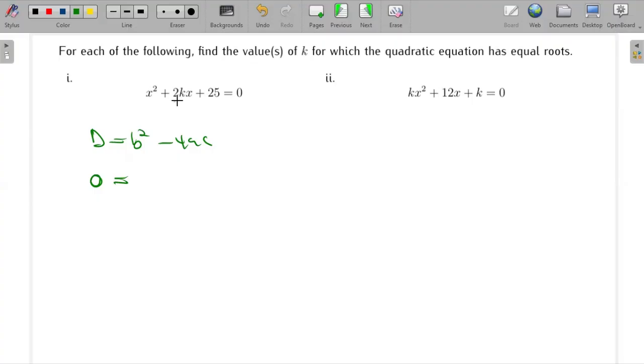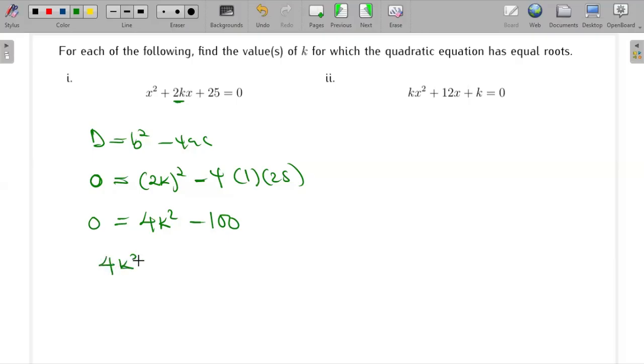And then you have your b squared. So your b is just 2k, and then you square there. Minus 4, your a is 1, and then your c is 25. So this here gives us 4k squared. Then here you get negative 100, and then here is 0. So I can take the 100 the other side, such that 4k squared is equal to 100.